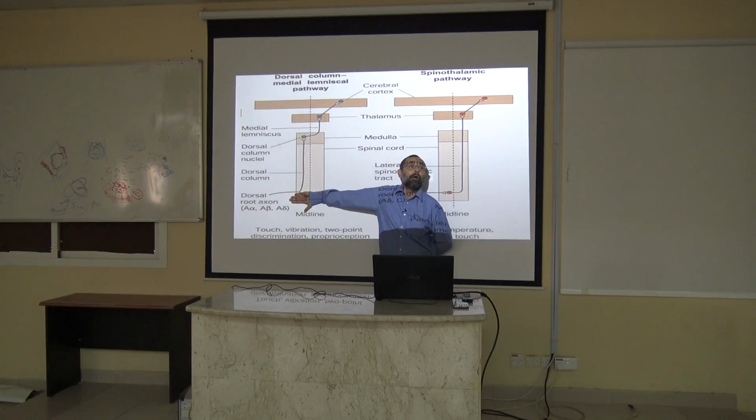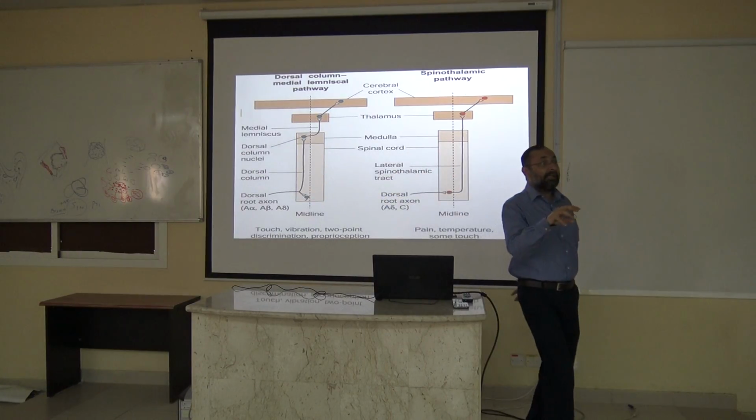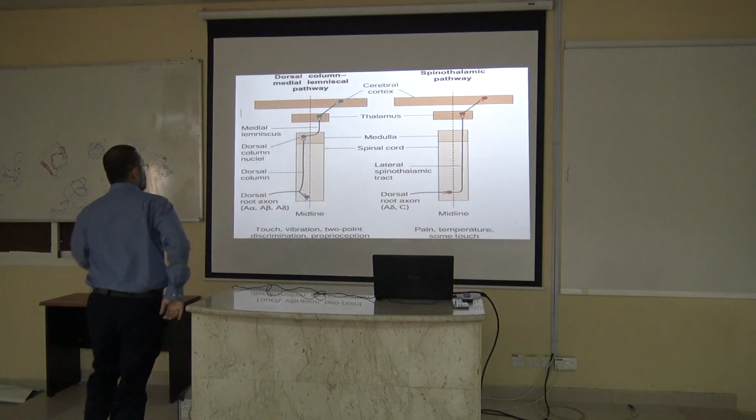Consider this one. What is happening in the dorsal column system? After entering, what does the central process do? Going up, passing in the spine. Is it synapsing in the spinal cord? I'm not talking about this little part, leave it. I'm talking about the main process which is going up. Is it synapsing in the spinal cord? No. It's passing up to the medulla. In the medulla, it is synapsing in the nucleus. This area, this is the nucleus here.